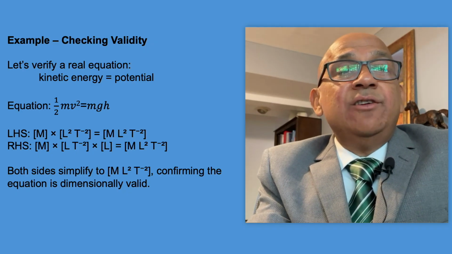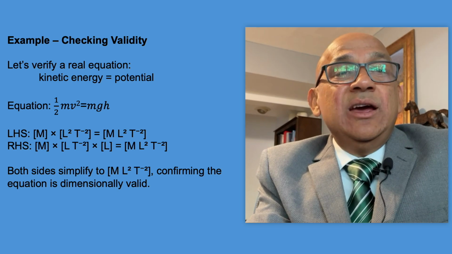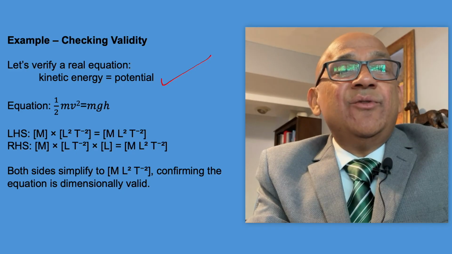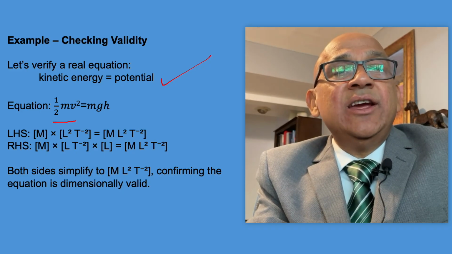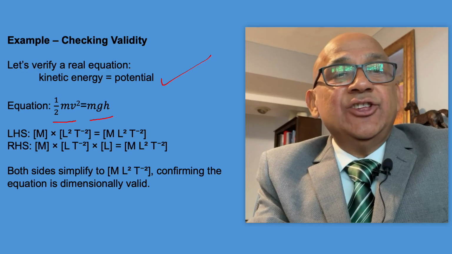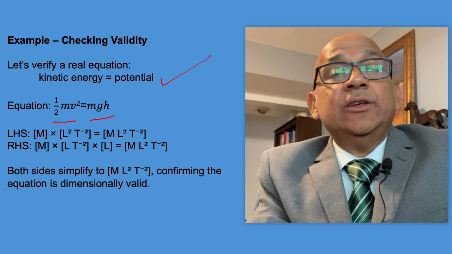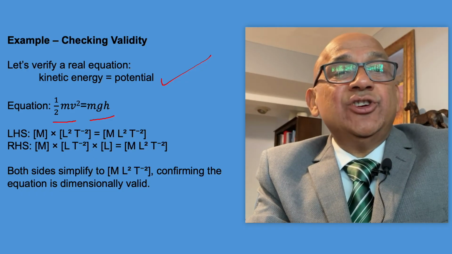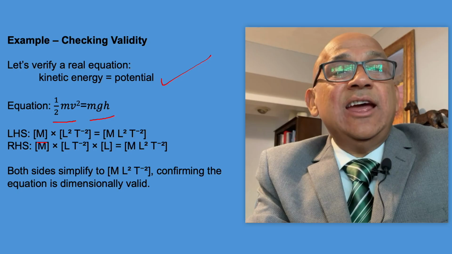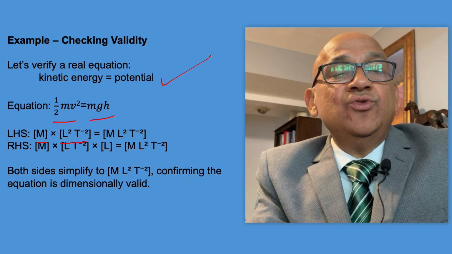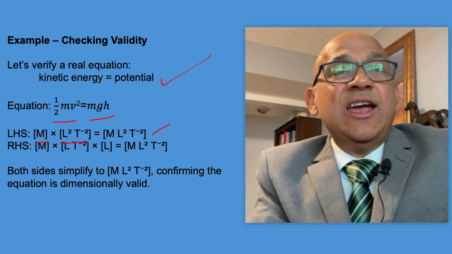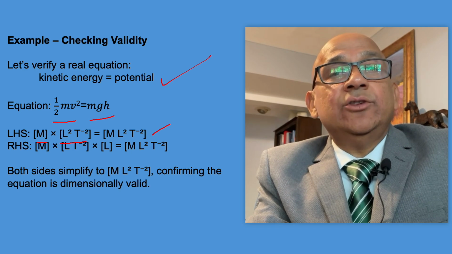So let us verify a real equation, which is kinetic energy equal to potential energy. The equation for kinetic energy is half mv square, and for potential energy it is mgh. So let us see whether dimensions are consistent or not. On the left hand side, mass has a dimension of M and velocity has L t^-1. When you square it, it will become L square t to the power minus 2. And when we put it together, the dimension of the left hand side is M L^2 t^-2.